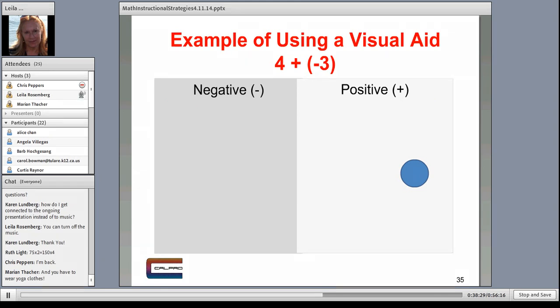Very easy to show, to see it, so that they don't just memorize, okay, just subtract, put the sign of the bigger digit or something like this. They really see what's going on.